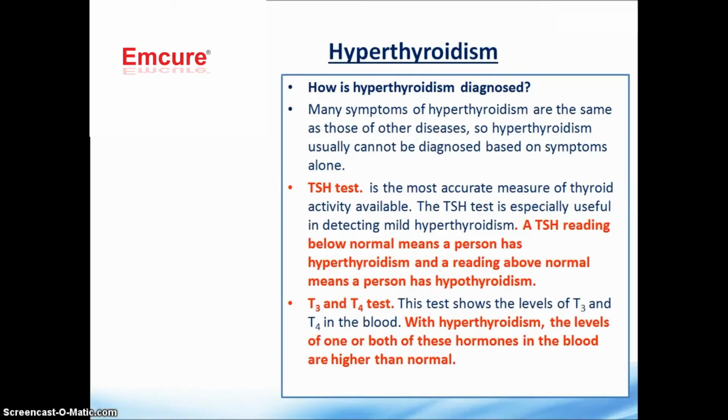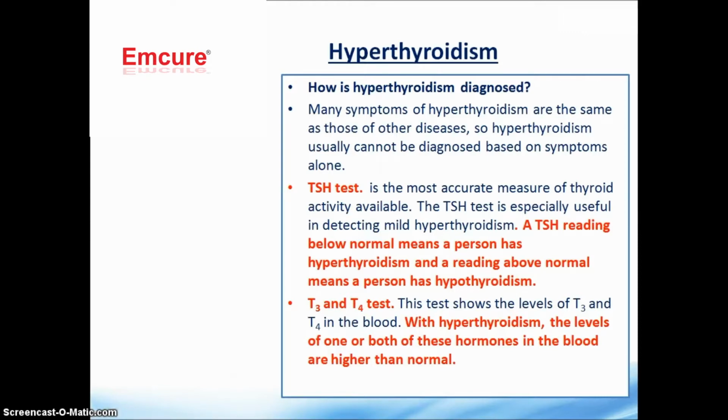Well, we have the symptoms of hyperthyroidism as we have discussed, and secondly, there are some tests. Well, there is a TSH test. TSH is the most accurate measure of thyroid activity available. The TSH, that is thyroid stimulating hormone test, is especially useful in detecting mild hyperthyroidism. A TSH reading below normal means a person has hyperthyroidism, and a reading above normal means a person is having hypothyroidism.